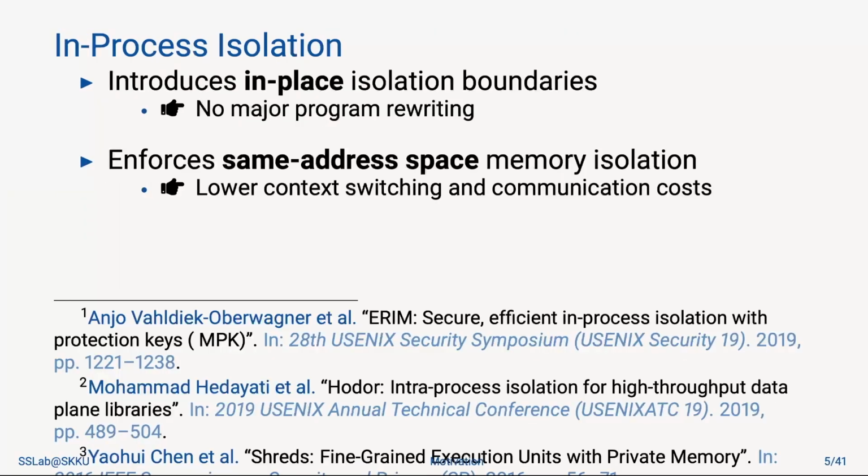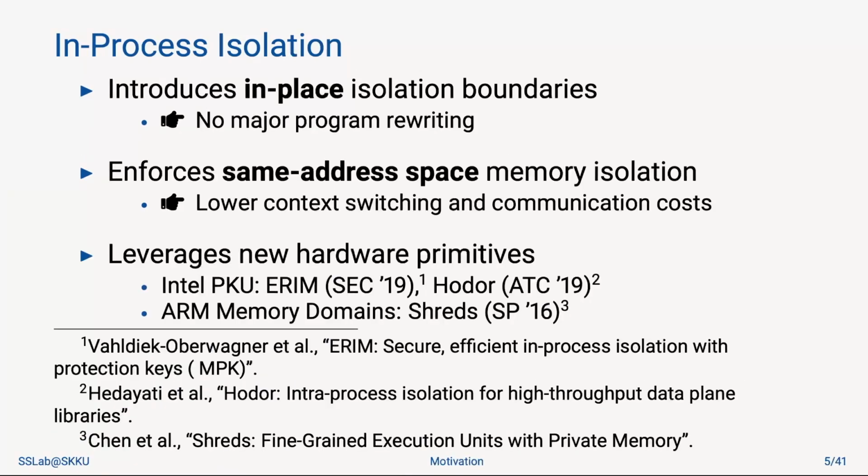To tackle this limitation, researchers have been exploring in-process isolation. They bring the isolation boundary within the process. They utilize an in-process isolation boundary such as function calls so that the program doesn't have to be significantly modified. Moreover, isolation is enforced within the same address space, so there are lower context switching and communication costs. Recent works employ hardware isolation.